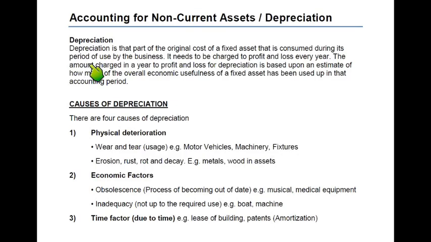The amount charged in a year to profit and loss is based upon an estimate of how much of the overall economic usefulness of a fixed asset has been used up in that accounting period. Meaning if the life of the car is maybe 10 years, and I have used the car for 2 years, so 20% of the asset is depreciated, and we'll be charging this depreciation to the income statement.